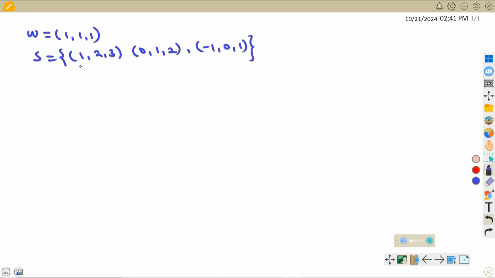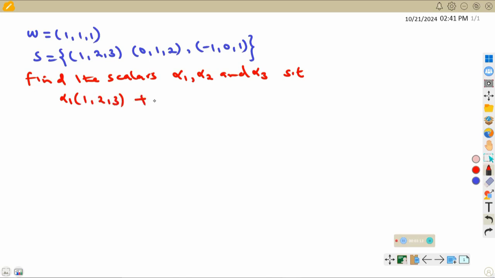To write W as a linear combination of these vectors, we need to find the scalars alpha 1, alpha 2, and alpha 3, such that alpha 1 into 1, 2, 3 plus alpha 2 into 0, 1, 2 plus alpha 3 into negative 1, 0, 1 is equal to W, which is the same as 1, 1, 1.